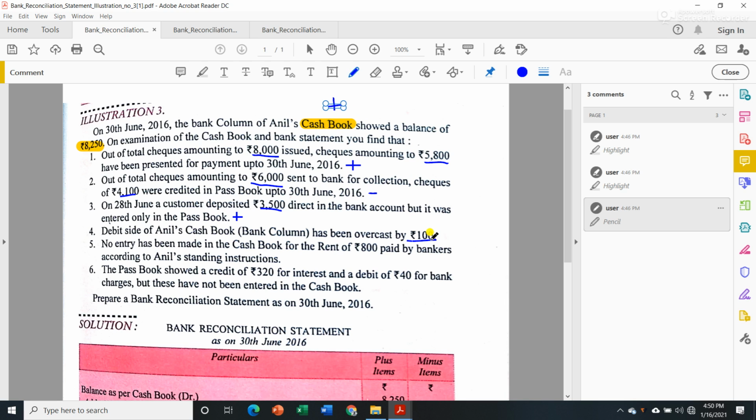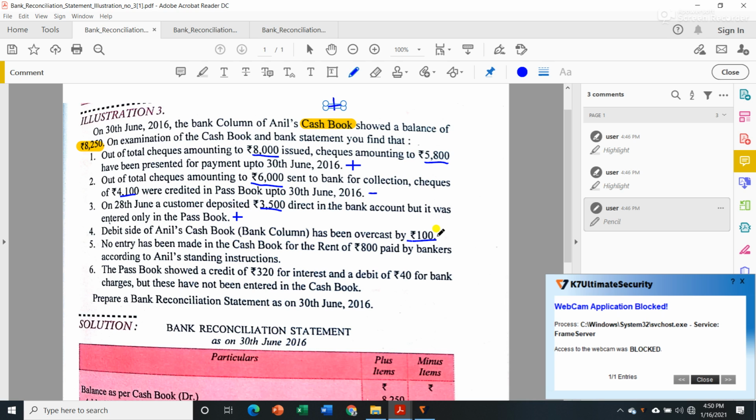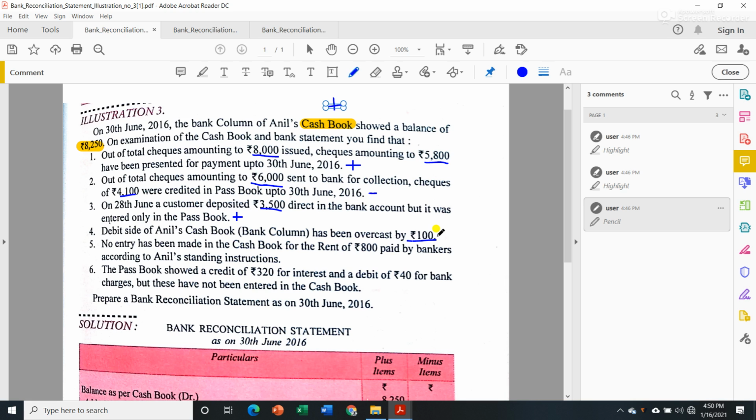Okay, so 100 more means our cash book is showing more balance than passbook, and that amount is nothing but 100. So in order to make cash book's balance and passbook's balance equal, what we have to do is that we have to just minus this 100, because cash book is showing more. Okay, overcast is nothing but showing more. Okay, so we have to write it in the minus item.